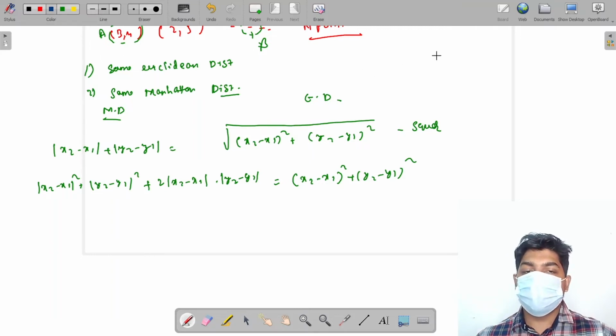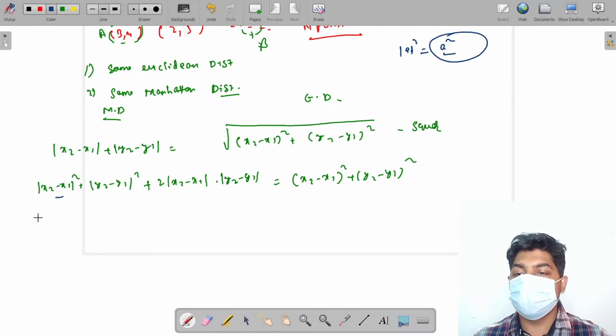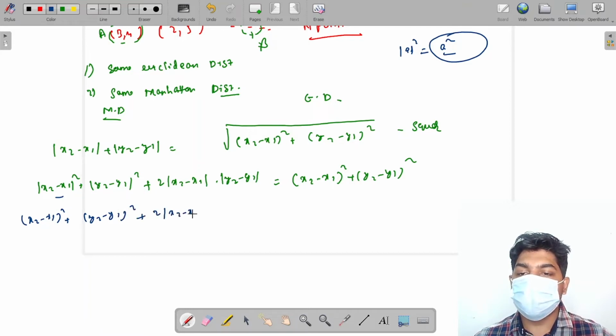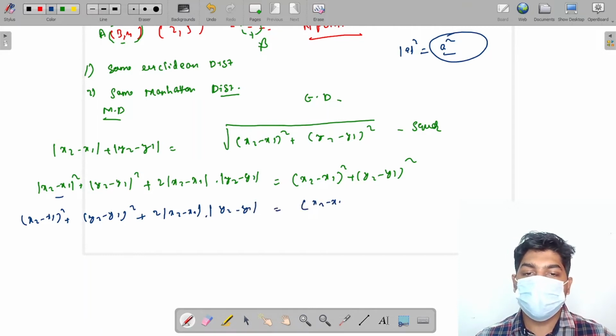Now we know one property of mod, and that is what? If we square it, mod of a square is simply a square. So what can we write this as? This is nothing but (x2 - x1)² + (y2 - y1)² + 2|x2 - x1||y2 - y1| = (x2 - x1)² + (y2 - y1)².